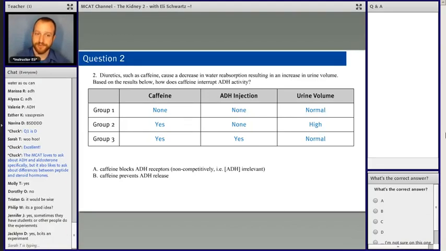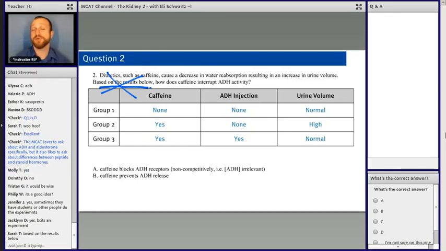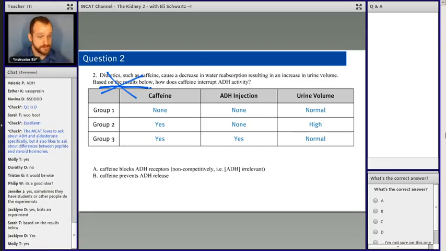Yep, you got it. Based on the results below. Now, if that hadn't been in there, if it hadn't been based on the results below, could we have done this without reading the table? Yes. Always, actually. Unless you have an experiment, unless you're interpreting data, if you know something from outside science, they cannot give you bad science.